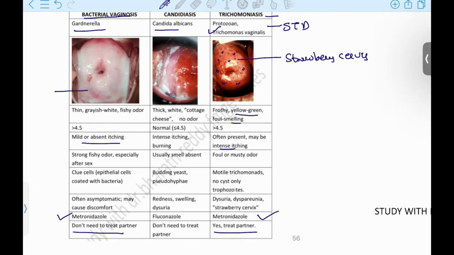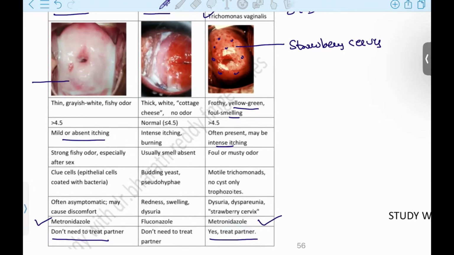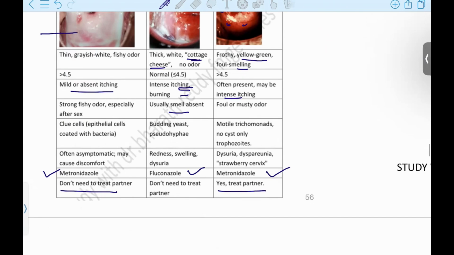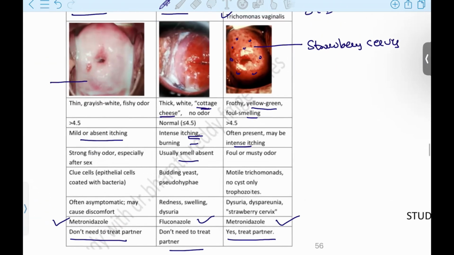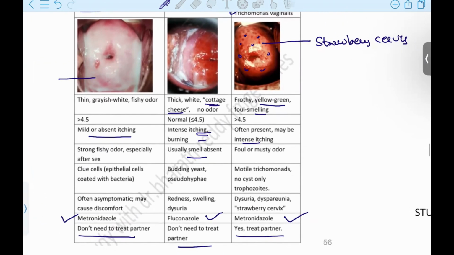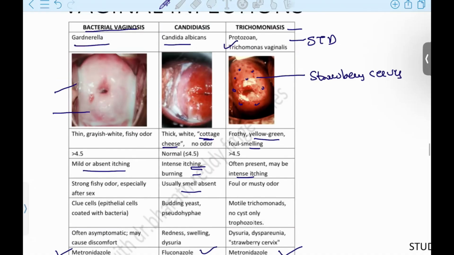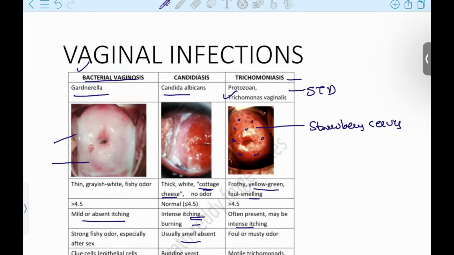Coming to candidiasis. In candidiasis, the classic feature is cottage cheese type discharge and severe itching, because fungal infections always trigger itching. So itching is intensified, the discharge is cottage cheese type, and smell is not present. All these will be features of your candida. Treatment will be fluconazole. You don't need to treat the partner. Another point you have to remember: for these patients, the Nugent criteria should be followed, and this has also been asked as a previous question.